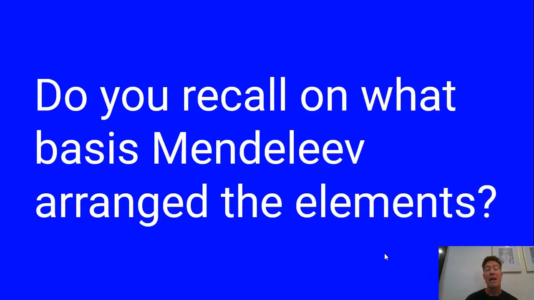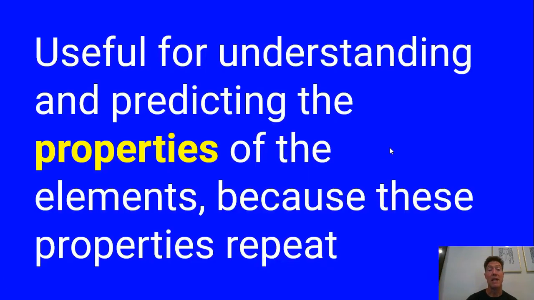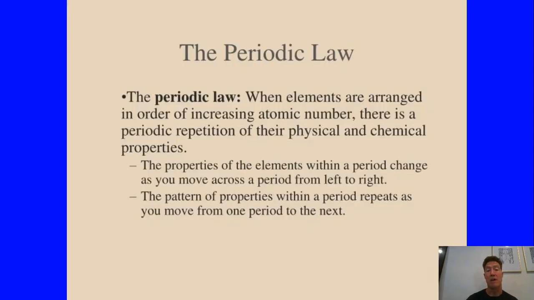Now, do you remember how Mendeleev arranged the elements? You might remember he arranged them by increasing atomic mass so that elements with similar properties wound up in the same columns, and we still use a version of that today. This was incredibly useful for understanding and predicting the properties of the elements because these properties repeat. This is known as the periodic law. It just says when we arrange the elements by order of increasing atomic number, Mendeleev did it by atomic mass, we do it by atomic number, which is very close, there is a periodic repetition of their physical and chemical properties.